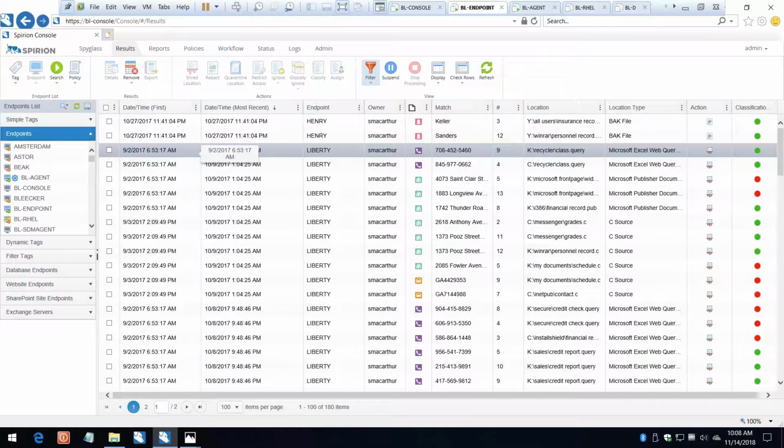In this case, it happens to be GDPR related. You can see various attributes of the file: the first time the information was discovered, and the most recent scan. So this basically validates the audit process. You can see the endpoint names.